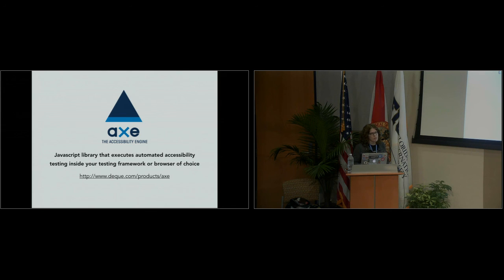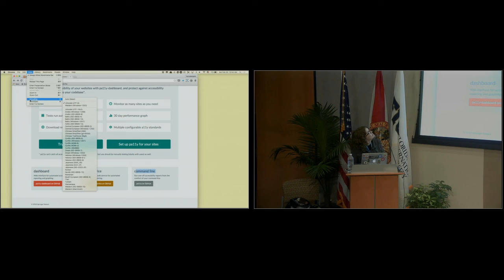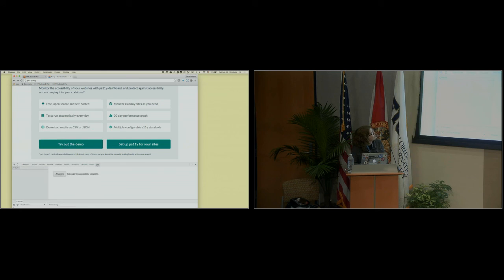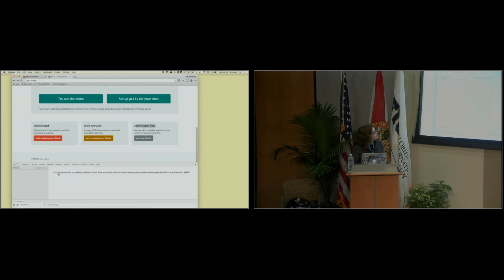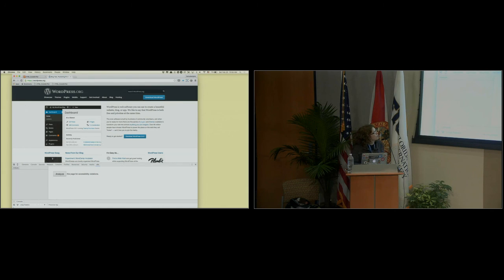Also Axe, you can use it in your developer tools in Chrome. So you can come over here and basically go into our console, and here is Axe. And so you can analyze this page. Thankfully, Pa11y's website has no accessibility violations. That would have been very embarrassing for Pa11y. So that's another way that you can run some quick tests on your site. So if we picked on WordPress again, we would see a lot of very similar problems.